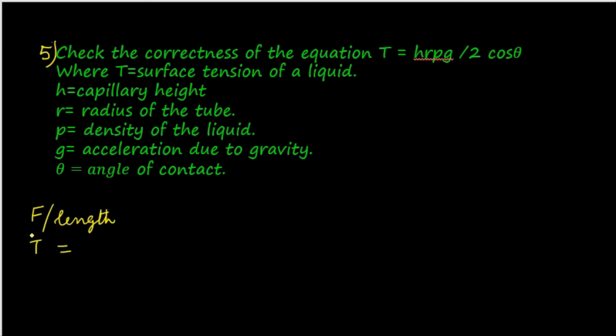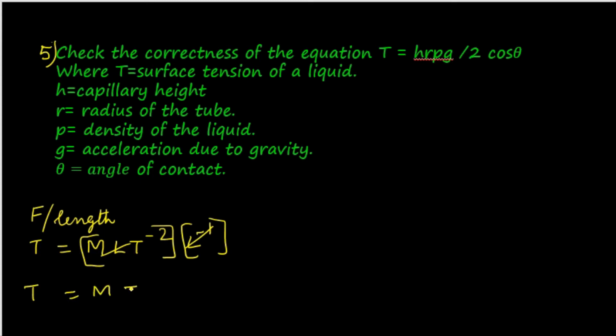So surface tension T is equal to M L T raised to minus 2. That is F is equal to MA. Then divided by length, L raised to minus 1. These 2 quantities get cancelled. So T is equal to M T raised to minus 2. This is the left hand side. The right hand side becomes equal to H, capillary height. It is L. Radius of the tube, again L.